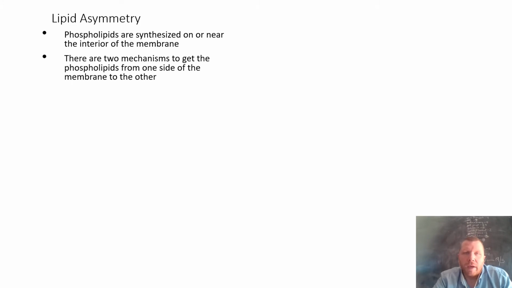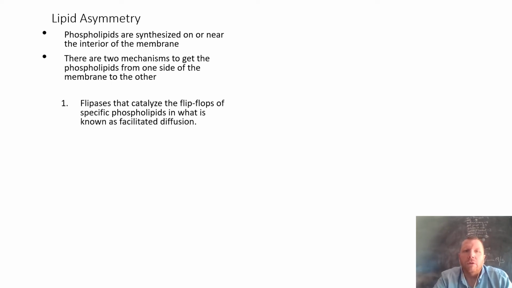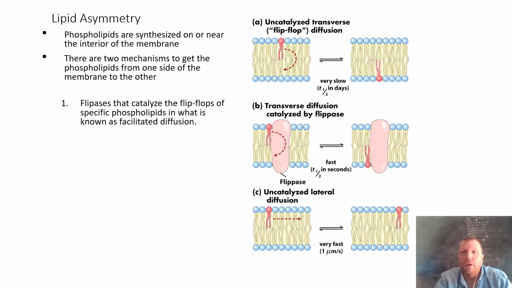Now, we've already talked about movement of these different lipids, but there are two mechanisms to get the phospholipids from one side of the membrane onto the other. There are enzymes known as flippases. What they do is catalyze the movement or the flip-flop of specific phospholipids in what is known as facilitated diffusion. So what we've got up here is an uncatalyzed transverse diffusion.